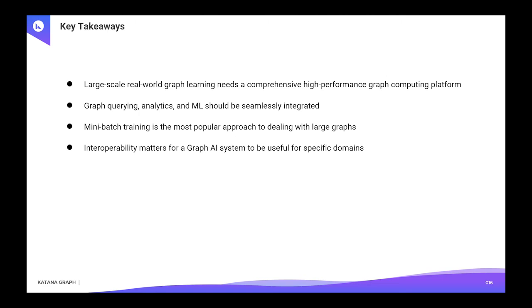End-to-end mini-batch training is the most popular approach to dealing with large-scale graph machine learning. Every stage should be optimized for optimal performance because the customers care about the latency for both training and inference. Moreover, interoperability really matters for a graph AI system to be easily used for specific domains because data scientists in these domains would like to use their familiar tools, and these tools should be integrated into the platform.